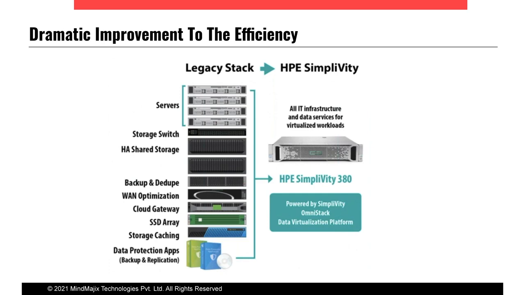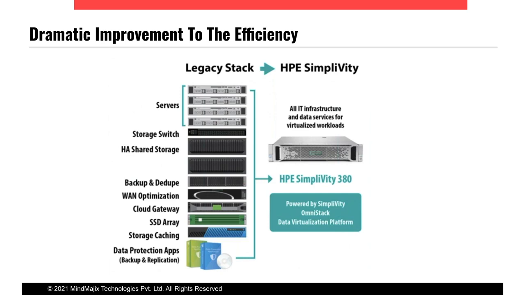If somebody has a 3-tier architecture, how can that architecture be optimized? The 3-tier architecture, the single rack solution, the single legacy stack can be controlled with a 2U SimpliVity DL380 node. We'll speak about servers, switches, shared storage, backup and dedupe, WAN optimization, cloud gateway, SSD array, storage caching, and data protection for backup replications. The whole legacy stack comes into that 2U node. We'll talk about how that can happen, end to end.